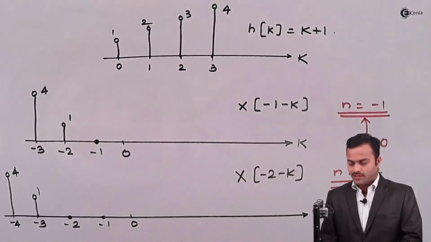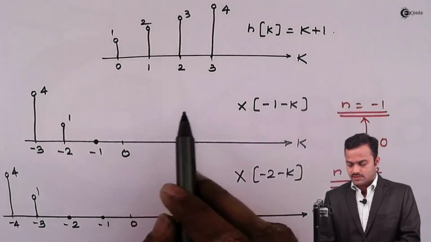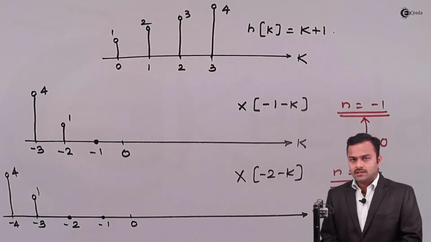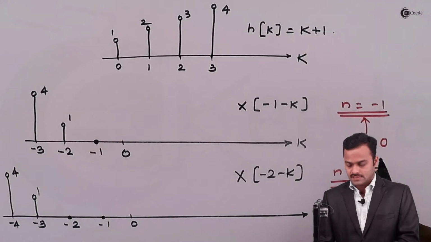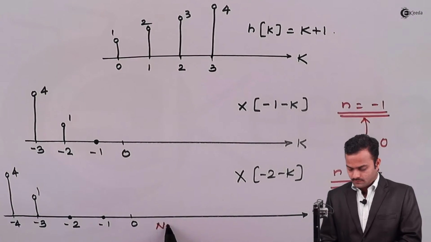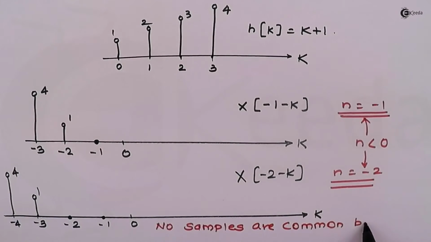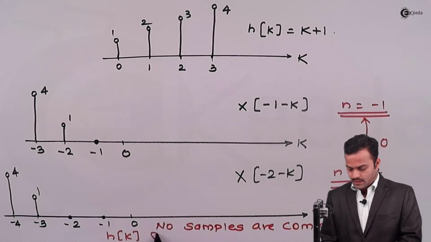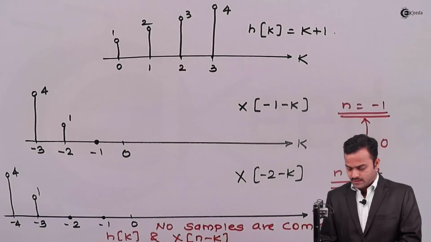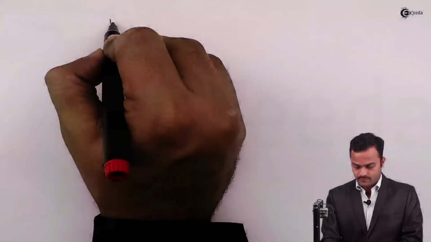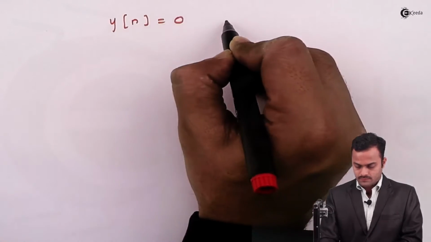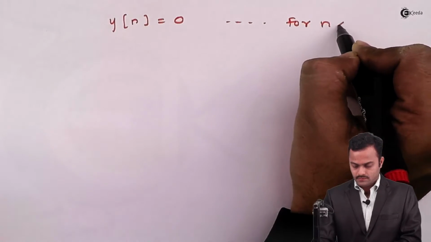So for n less than 0, I'm not getting any samples common between this shift and this h of k. Hence I can say y of n is 0 for n less than 0. So I'll write over here, no samples are common between h of k and x of n minus k for n less than 0. Hence I can say y of n is 0 for n less than 0.